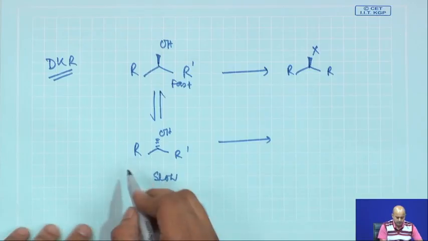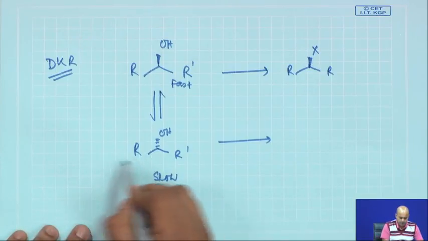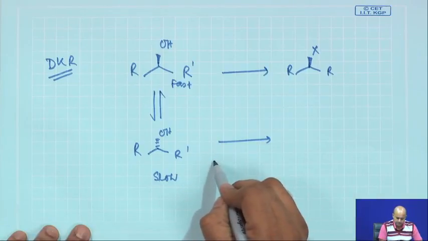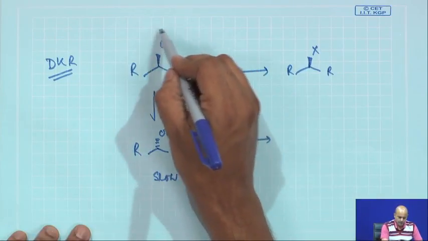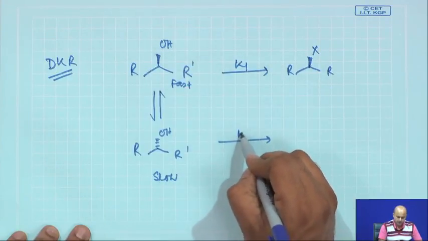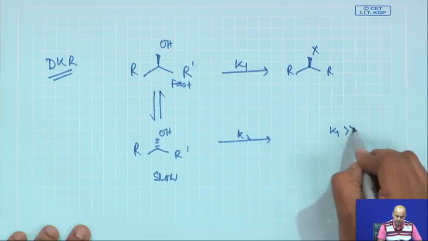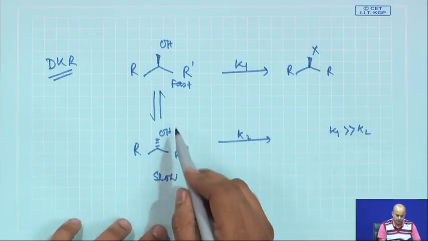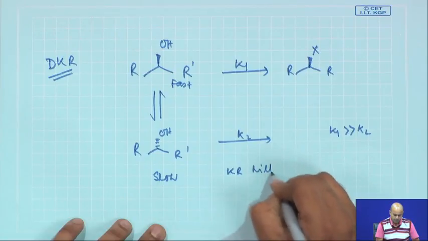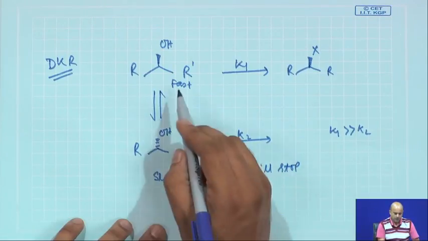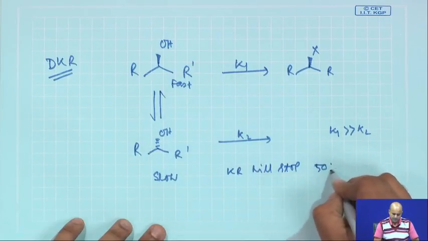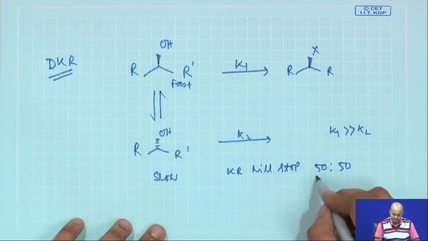Now, if there is a possibility that the slow reacting enantiomer can instantly convert, so your kinetic resolution is taking place with K1 and K2, and we said K1 is much greater than K2. So, kinetic resolution will stop when all the fast reacting enantiomer reacts. So, 50-50 it will stop. Okay.